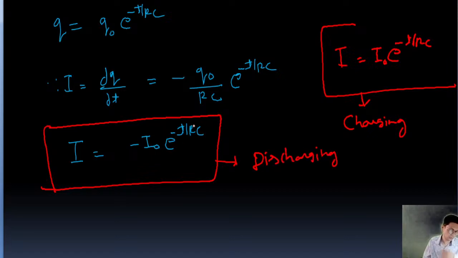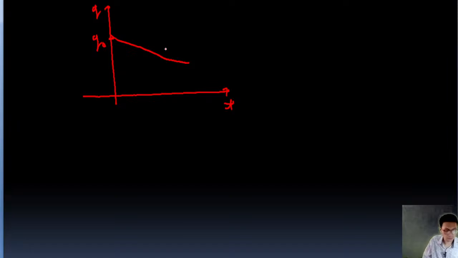This is discharging. Okay, so this is the case of discharging, right? If you draw the plot here, that is t versus q, and this value is q0. Okay, so this is going to be like this one. Okay, this is the graph q versus t in case of discharging.